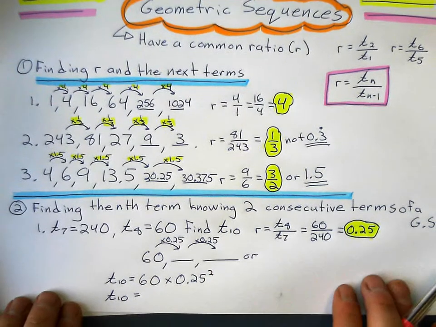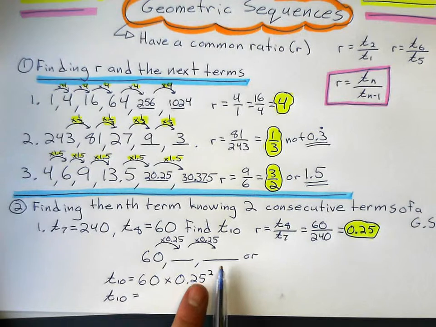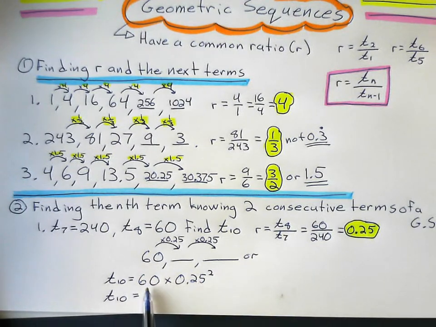So if we think of it as a sequence, starting at the 8th term, going up 2 more terms, I can work it out like this. 60 times 0.25 squared, because squared means multiplying 0.25 twice. Okay, 3.75 would be the 10th term.